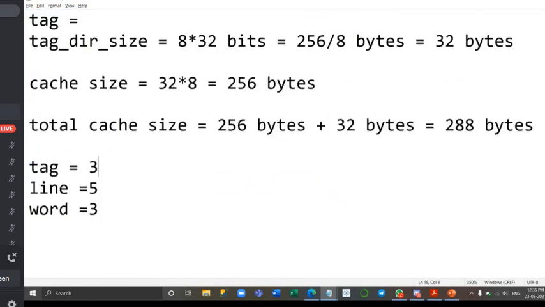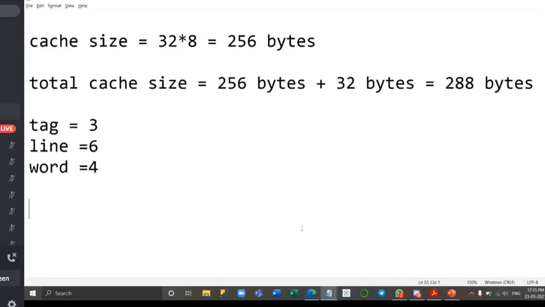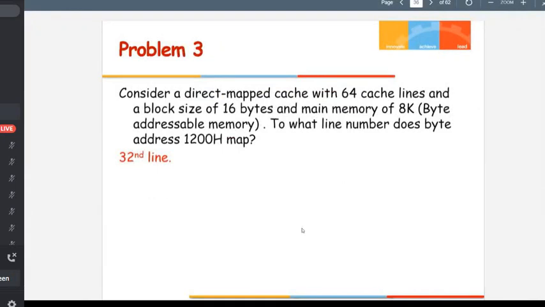Tag we found out is 3, line we found out is 6, and word we found out is 4. Now we have been given 1200H. This is hex, right? It is a 16-bit address. So we will write each number in a 4-bit representation, making 16 bits in total.